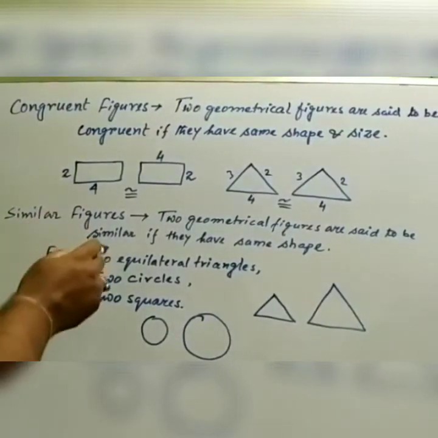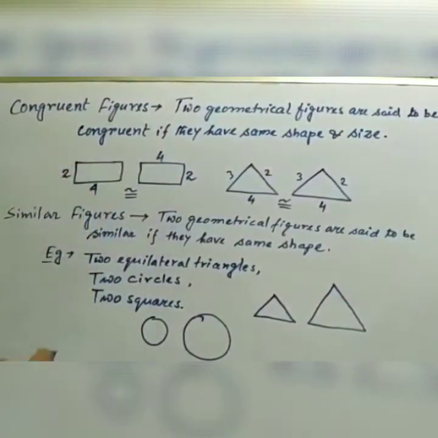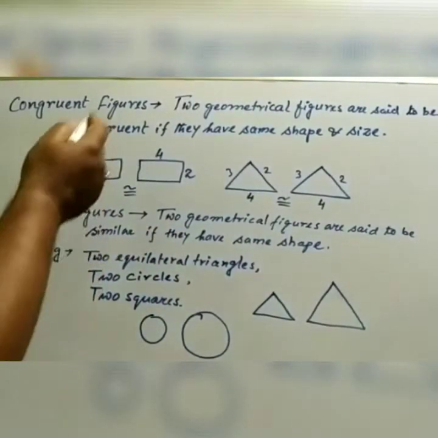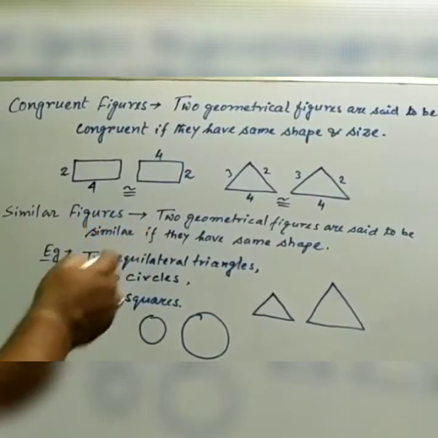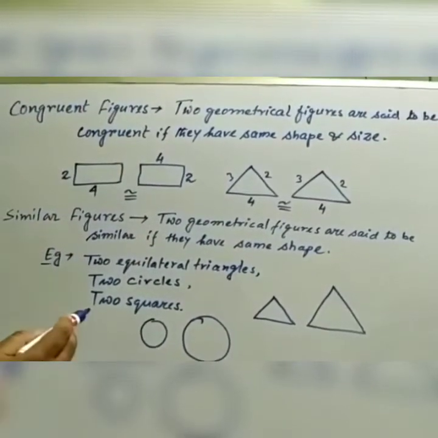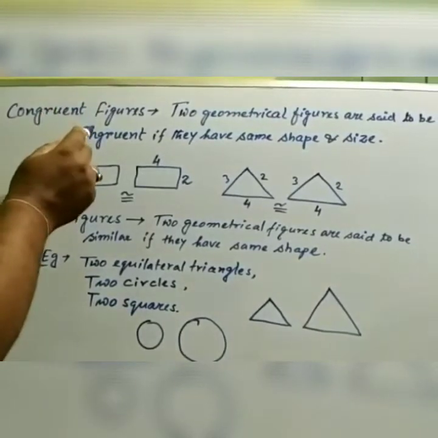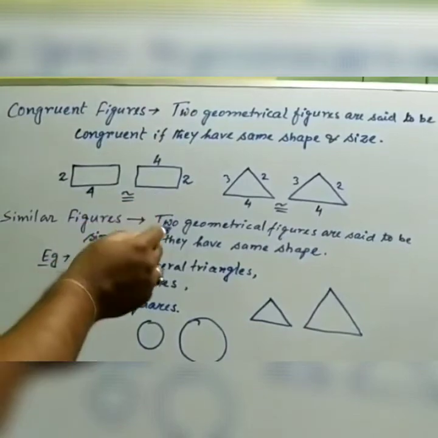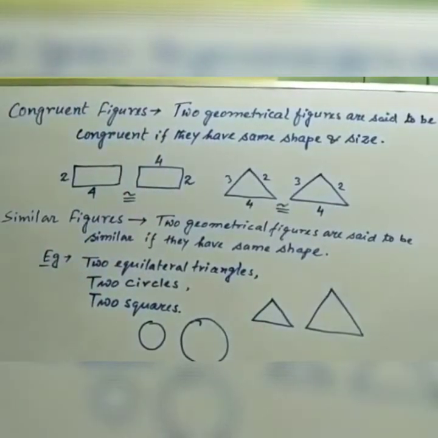But similar figures may not be congruent, because if their sizes are not equal, they will not be congruent figures. If the sizes of the similar figures are equal, then they will become congruent figures. So the condition is, congruent figures will be similar, but similar figures may not be congruent.